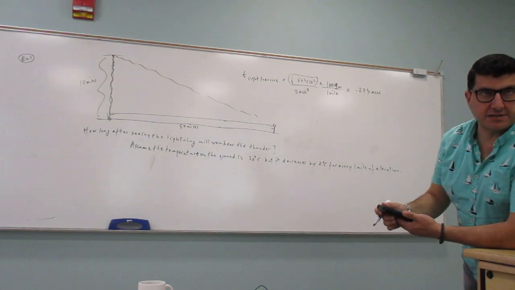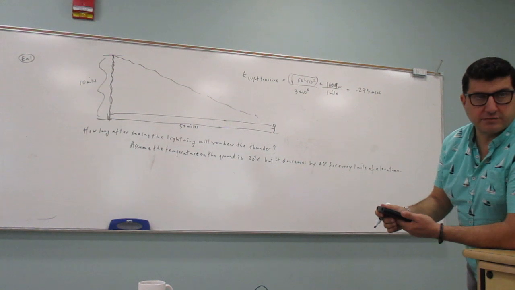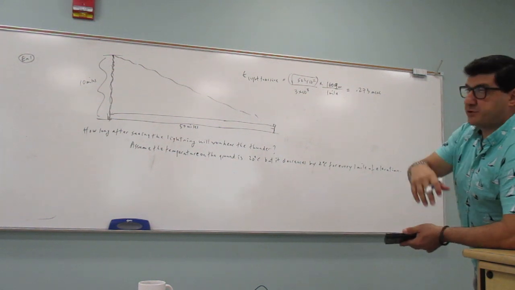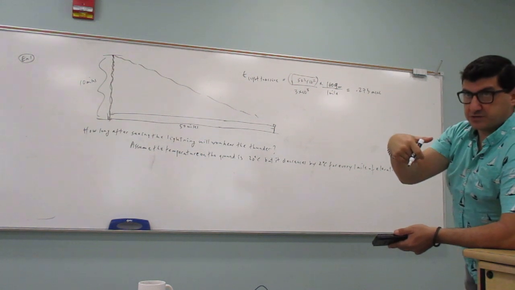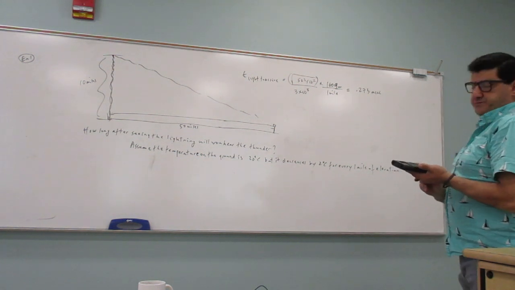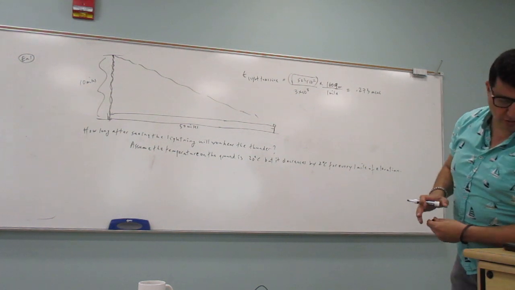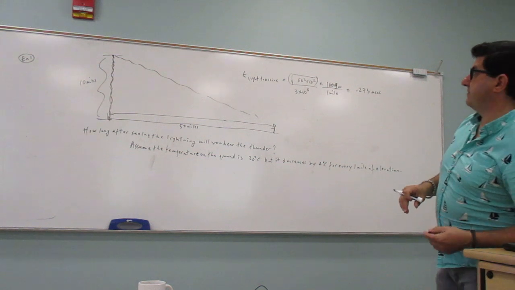So that gives you 0.273 milliseconds. Very short time. So you pretty much see the light right away after it occurs. That's when you see it, right? 0.273 milliseconds after it occurs. Very, very small. Okay. How about the sound wave?